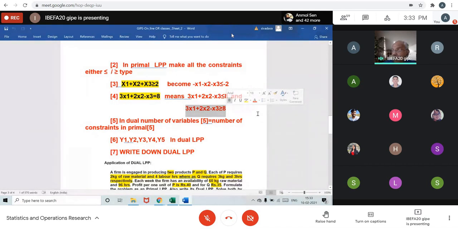And if you want both to be less than or equal to, then multiply the first one, second one by negative sign. Are you getting? Yes, sir. So whether it is a mixed constraint primal problem or it is a simple less than or equal to type, you are able to write down the dual LPP.